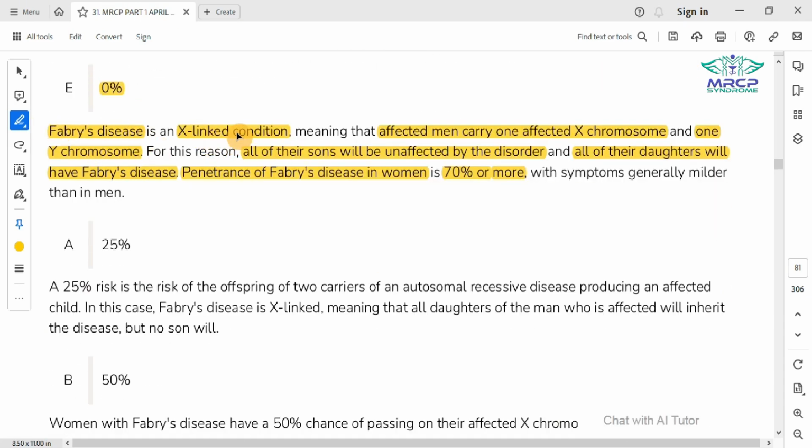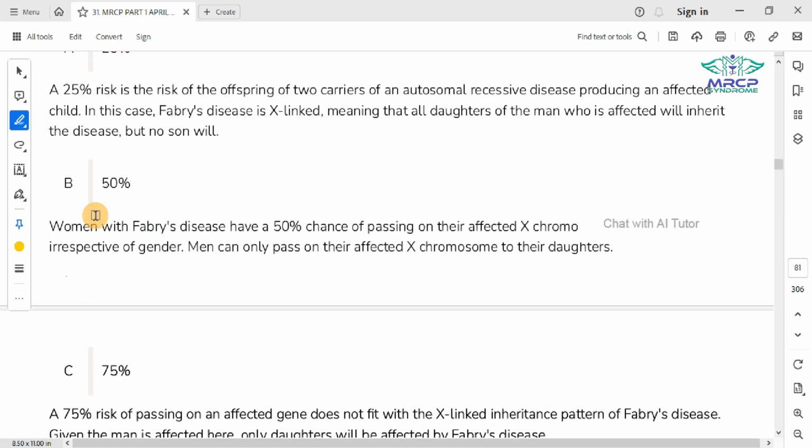Fabry's disease is an X-linked condition, meaning the affected men carry one affected X chromosome and one Y chromosome. For this reason, all of their sons will be unaffected by the disorder, and all of their daughters will have Fabry's disease. This is actually the carrier state. Penetrance of Fabry's disease in women is 70% or more, with the symptoms generally milder than in men.